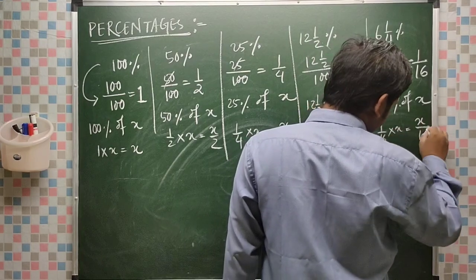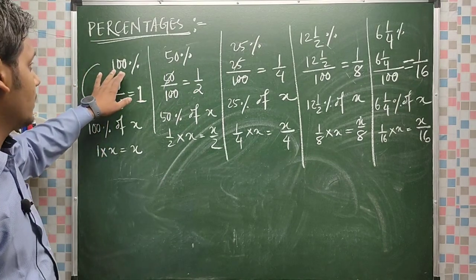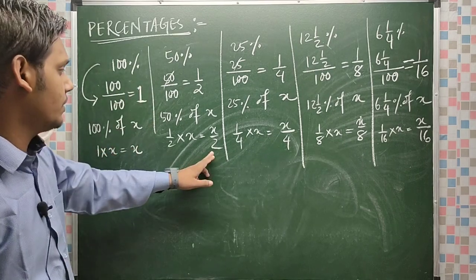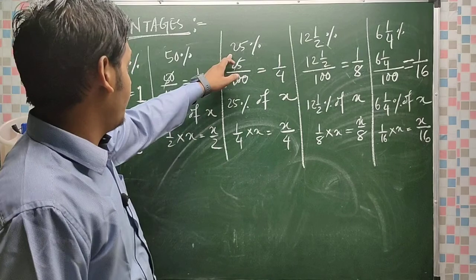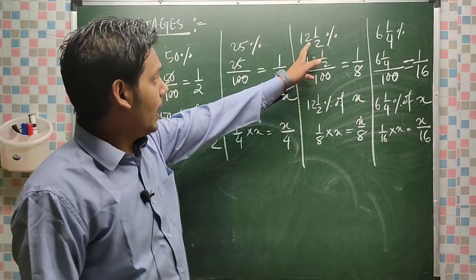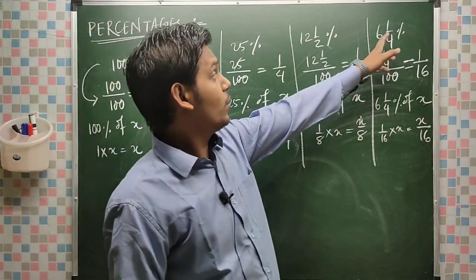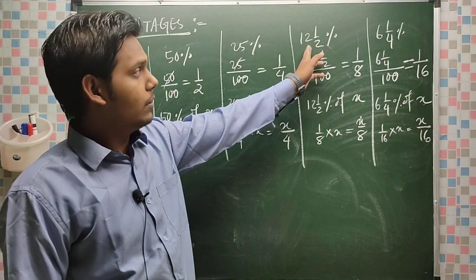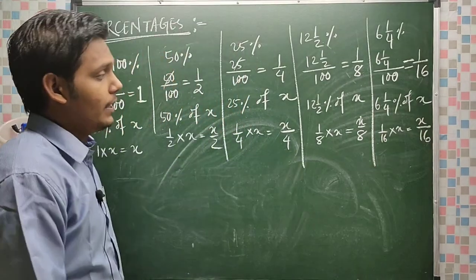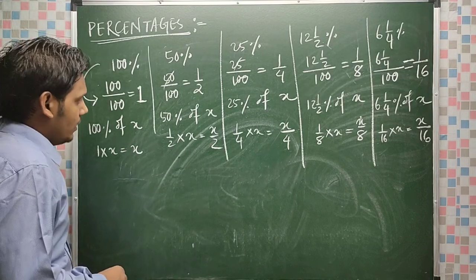If you see, gradually we have taken half. 100%, 50% is the half of this. So here x we have taken 1, half is 1 by 2. Then 25% is the half of this, so 1 by 2 into 1 by 2, 1 by 4. And 12 and a half is half of 25, 1 by 2 into 1 by 4, that is 1 by 8. And the 6 and 1 by 4 is half of 12 and a half, so that is 1 by 8 into 1 by 2, that is 1 by 16. So these are the shortcuts, and more shortcuts are there also.